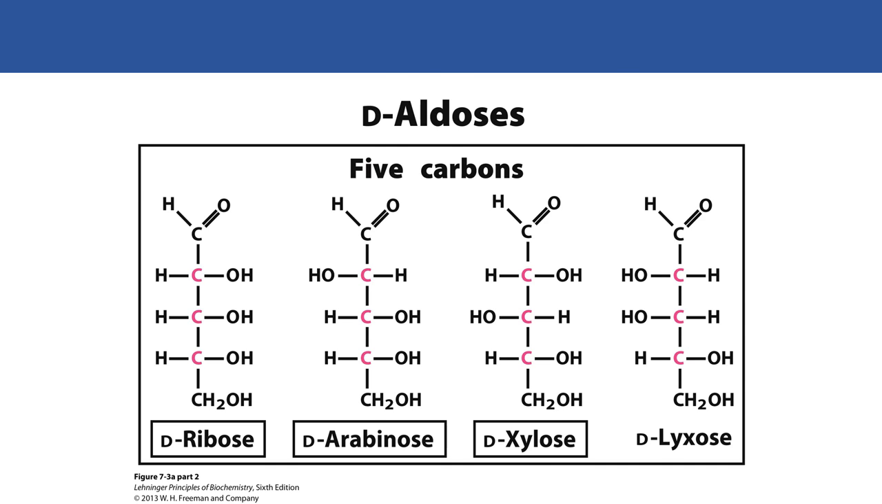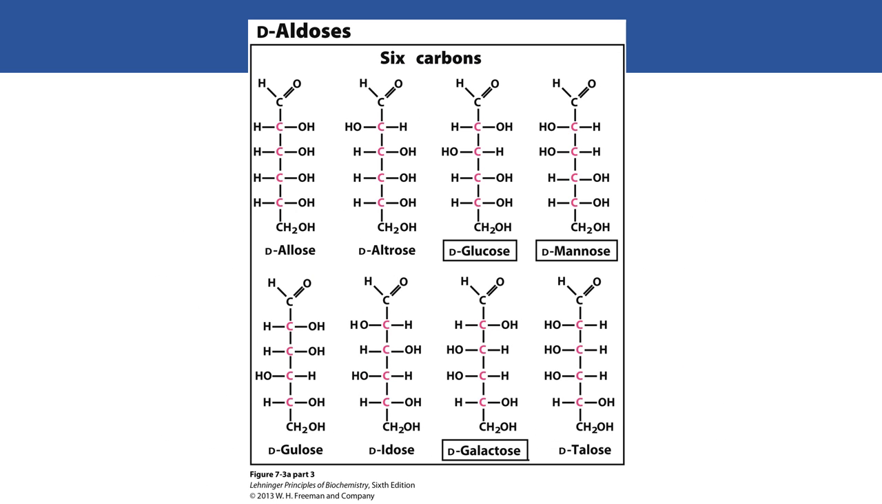These are the 5-carbon aldoses. For the 6-carbon aldoses, you'll see glucose, mannose, and galactose. This chart is mainly for your reference. These are the 6-carbon aldose sugars.